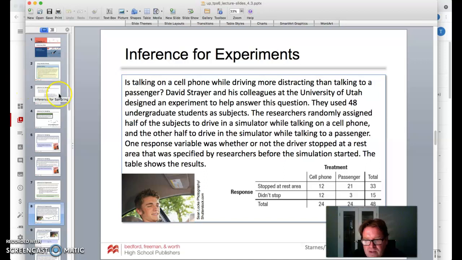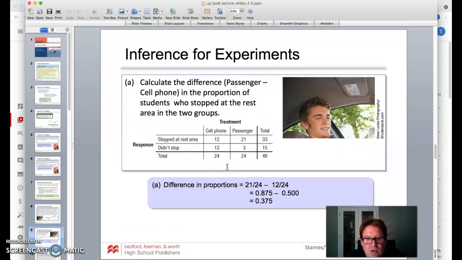We can see the table over here. Of the people talking on the cell phone, 12 stopped at the rest area and 12 didn't. And when talking to the passenger, 21 stopped and 3 didn't. So we have to ask, is this significant? What's the story? Let's find the difference in the proportions.